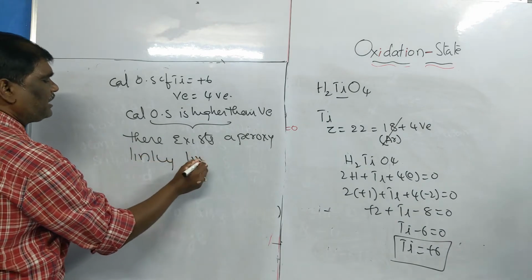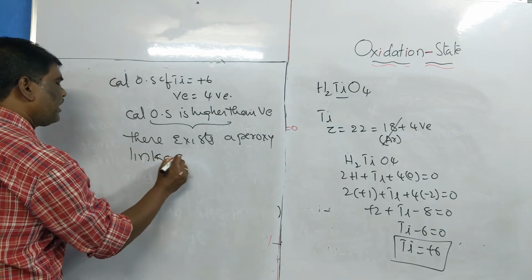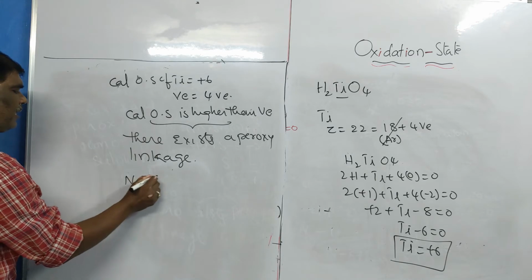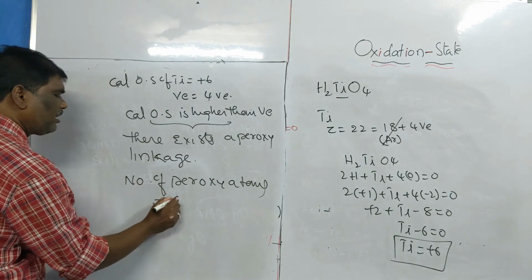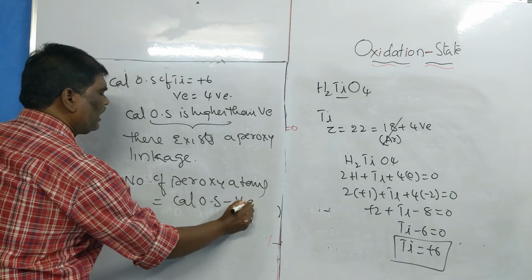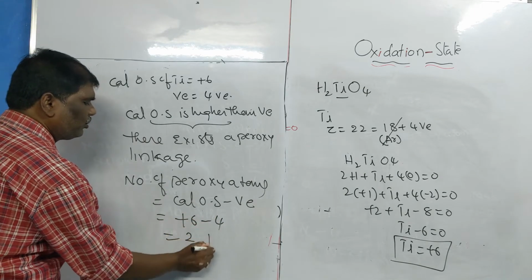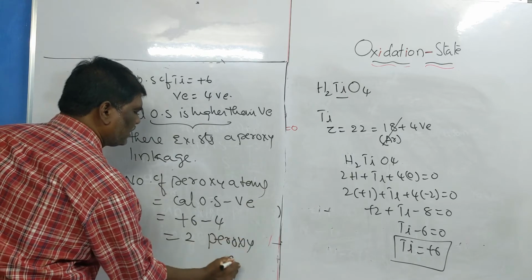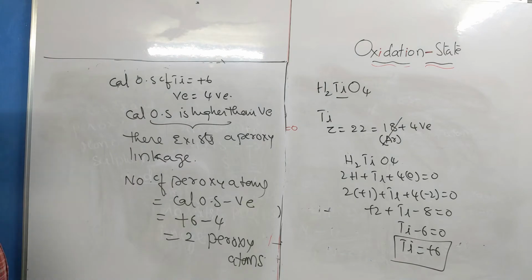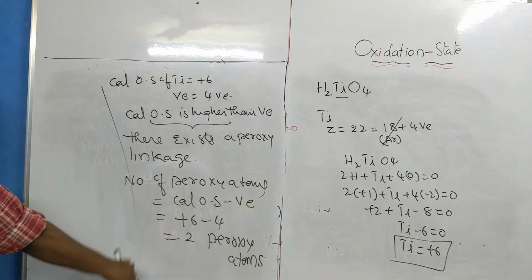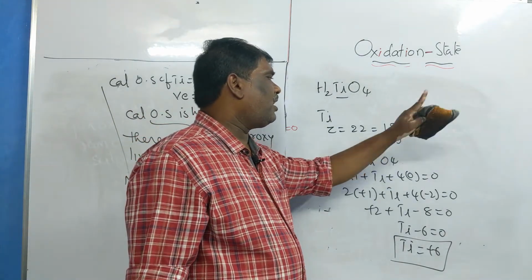How many peroxy atoms do we expect? The number of peroxy atoms is equal to the calculated oxidation state minus the valence electrons. Calculated is 6, valence electrons are 4. So 2. There are 2 peroxy atoms. Now because of 2 peroxy atoms, what happens? I told you, because of peroxy atoms, the oxidation state is adjusted to the valence electrons.